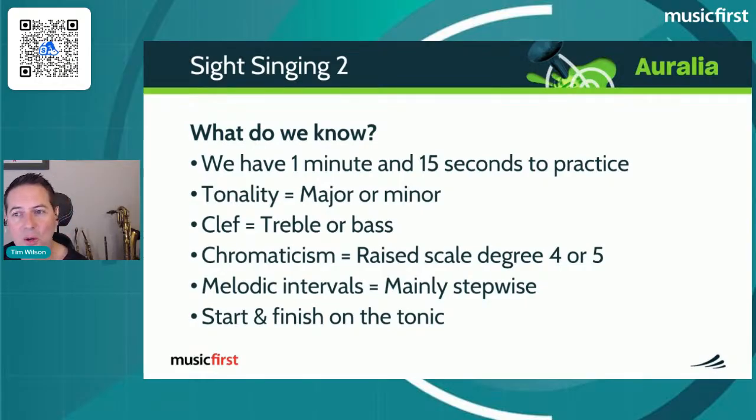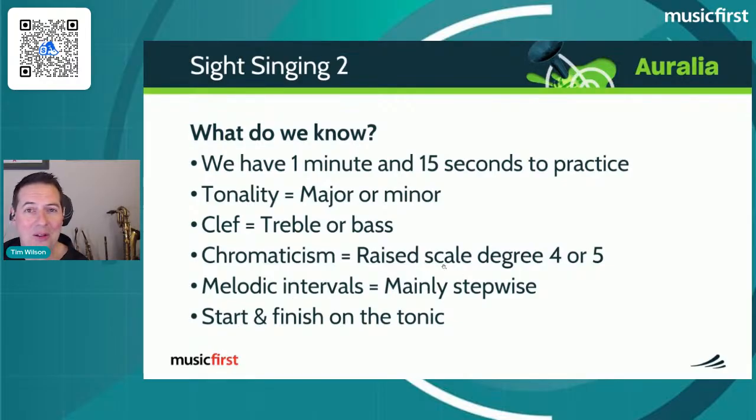So the sight singing 2 question, obviously we have a limited amount of time to actually view the melody and practice it before we have to sing. It could be in a major or minor key, treble or bass clef, and there will be a chromatic note, typically a raised scale degree 4 or 5. Melodic intervals are mainly going to be stepwise, and the melody will start and finish on the tonic as well.